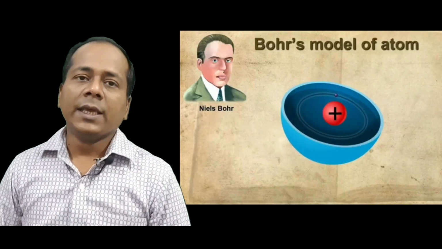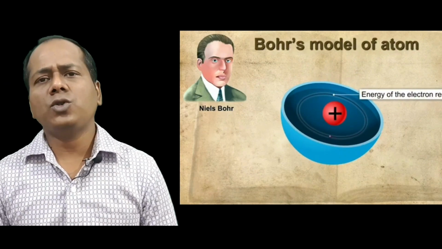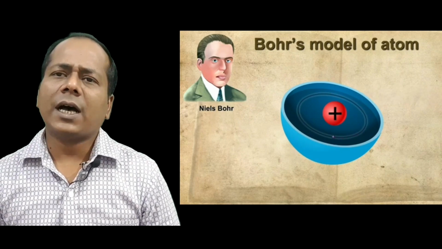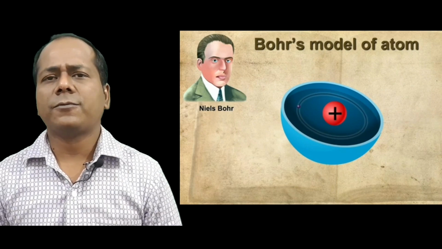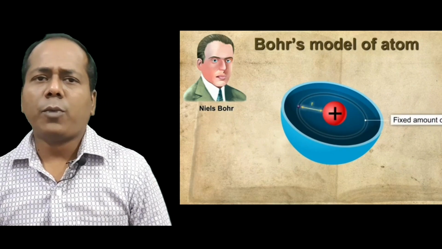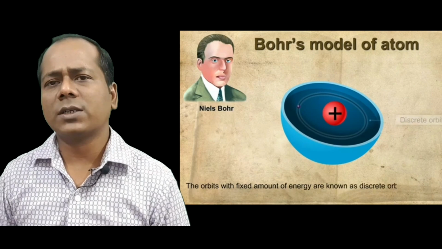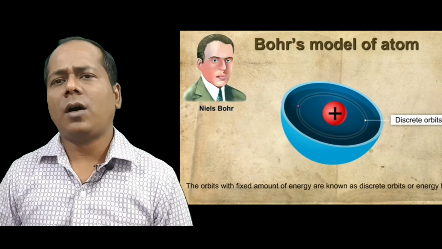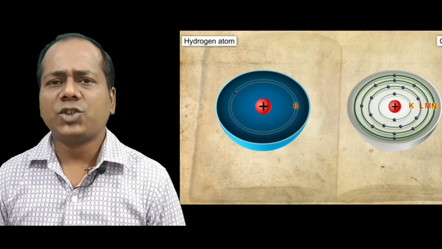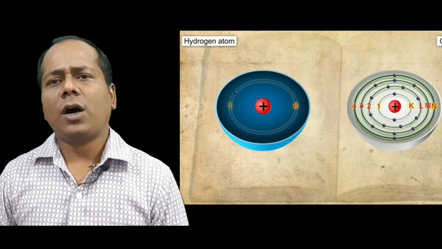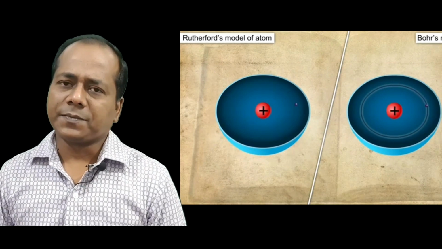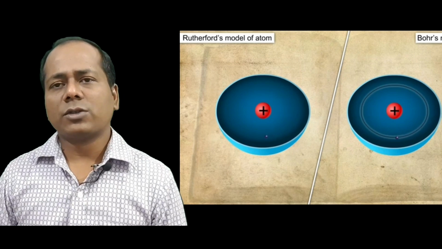My dear students, in 1913, Niels Bohr proposed a new model of the atom which explained some of the drawbacks of Rutherford's model. The model is known as Bohr's atomic model. Bohr's theory was based on Planck's quantum theory and was built on the following postulates. Postulate 1, postulate of energy level, postulate 2, postulate of angular momentum, and the last one is postulate of energy emission. Now, we discuss the first postulate.